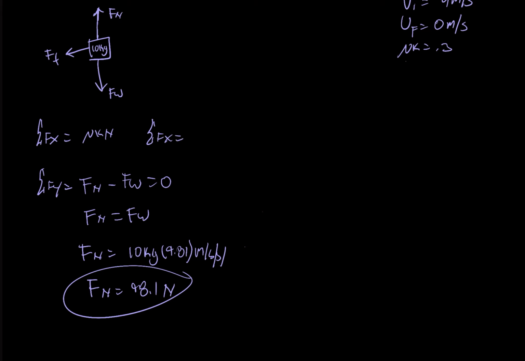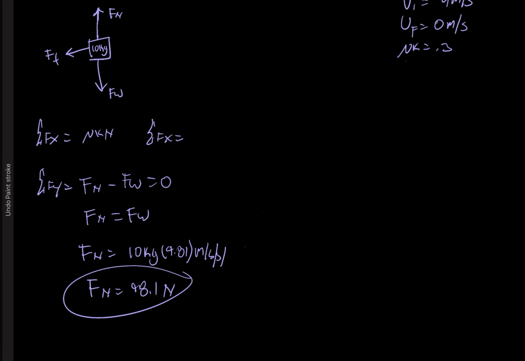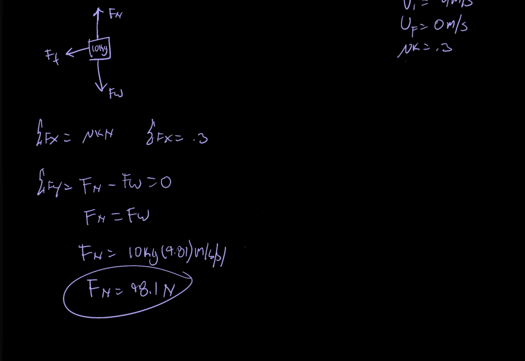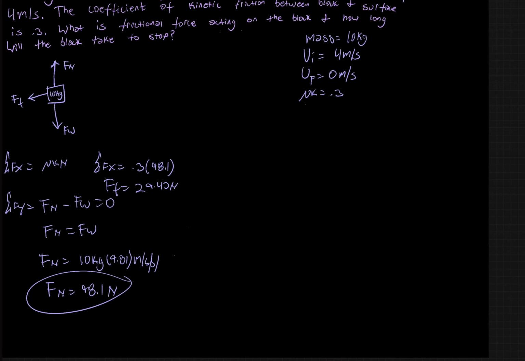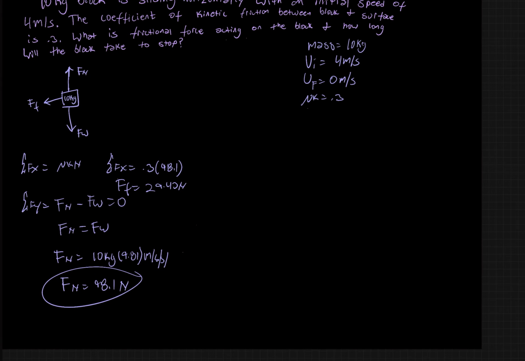So μk is this 0.3 that we got in the question. So 0.3 times 98.1, which gives us our frictional force of 29.43 newtons. That answers the first question. And the second question is, how long will the block take to come to a complete stop?